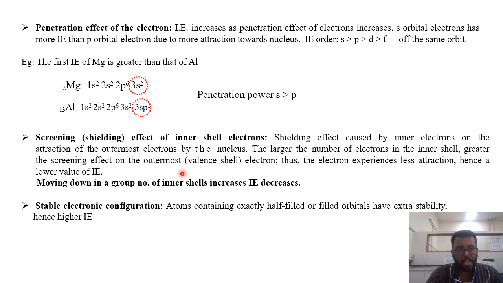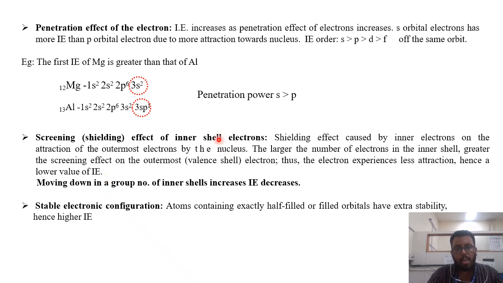Okay, the other factor is screening or shielding effect of the inner shell electron. We know that shielding effect is caused by the inner electrons on the attraction of the outermost electron by the nucleus. The larger the number of inner electrons, greater will be the screening effect. That is the screening effect on the outermost valence electron. Thus, one can say that valence electron experiences less attraction. As a result, the lower will be the ionization energy.